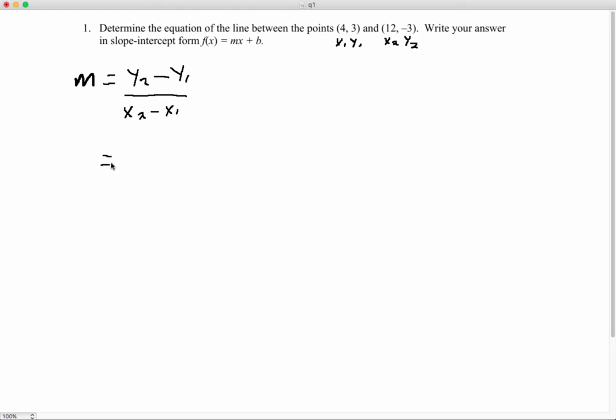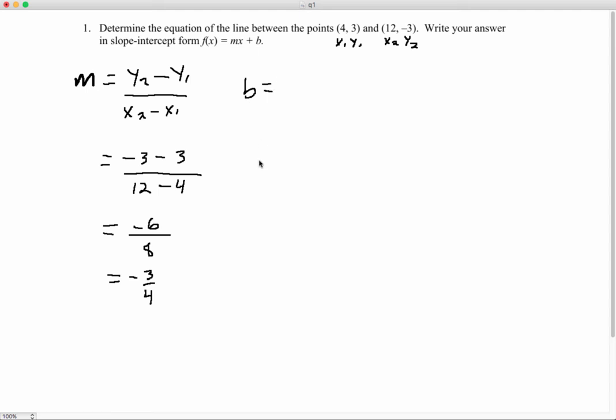So that tells us that our slope is going to be equal to (-3 - 3) divided by (12 - 4), which once we do that, we're going to get a -6 in the numerator, and in the denominator, 12 minus 4 gives us +8. If we simplify that fraction, we get -3/4 for our slope. Okay, all right, great. Now that we've got that, we need to figure out what b is equal to.